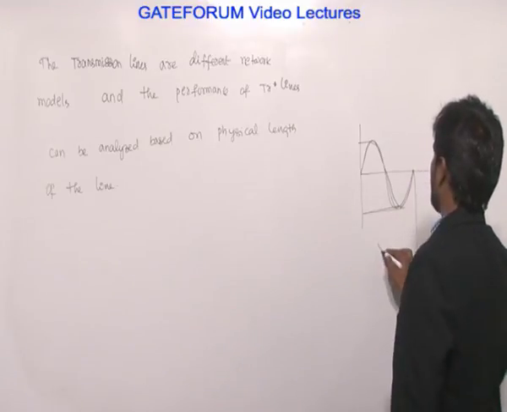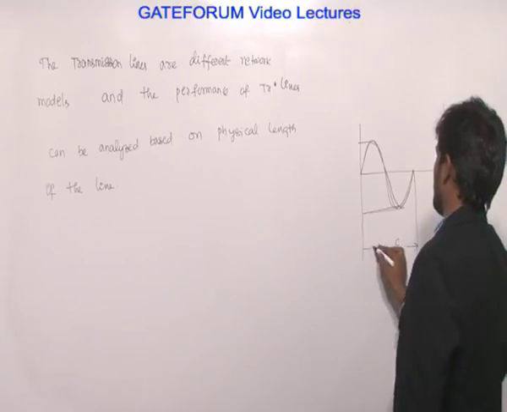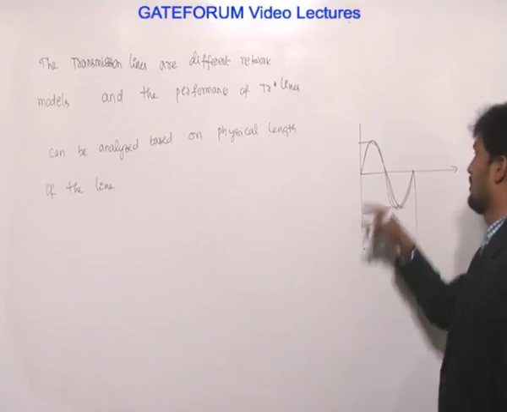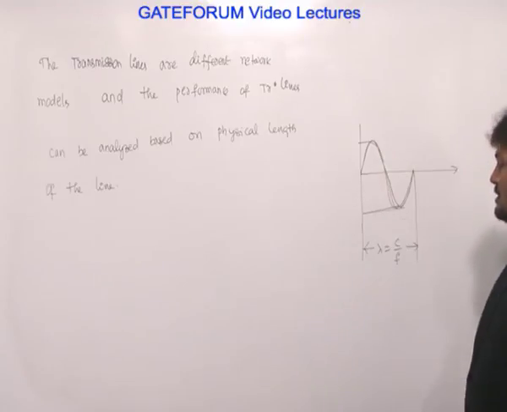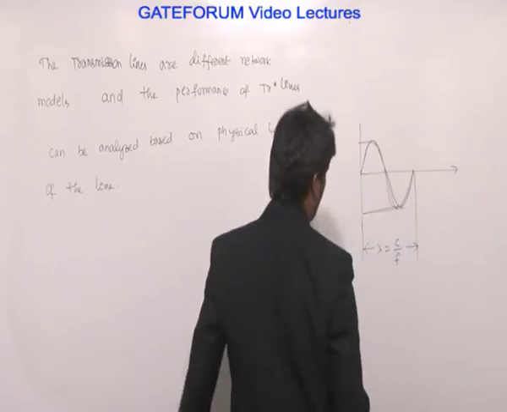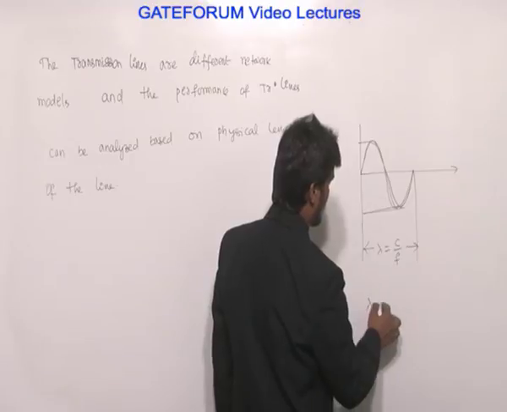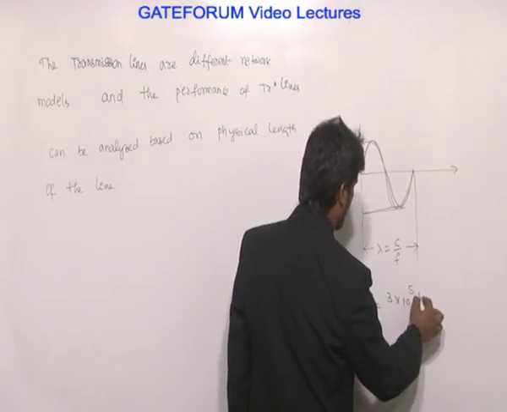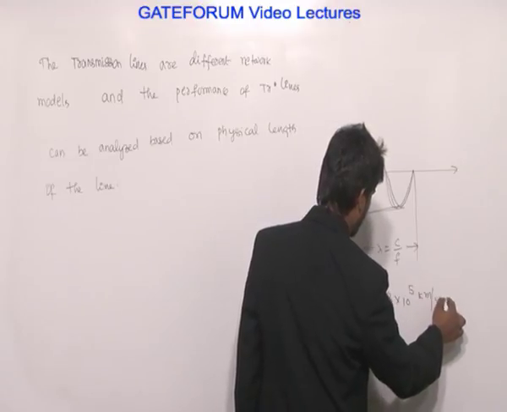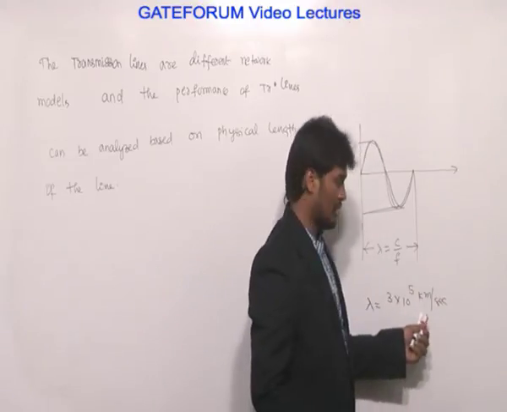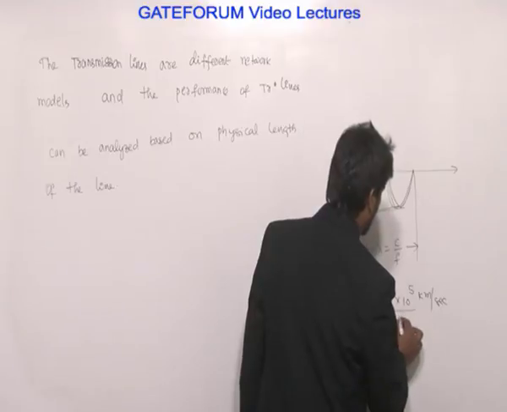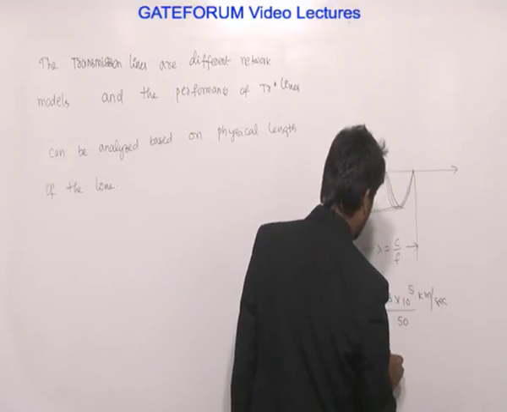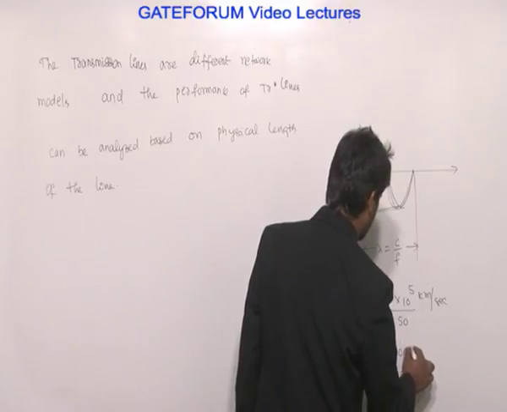For one sinusoidal waveform, the wavelength formula is lambda equals c by f. For one sinusoidal waveform, we will say how many kilometers the wave has travelled. Speed of the travelling wave is equal to light velocity. Light velocity is 3 into 10 power 5 kilometers per second. If it is in meters, 10 power 8. If it is in kilometers, 10 power 5 divided by frequency of 50 Hz. Therefore, wavelength is 6000 kilometers.